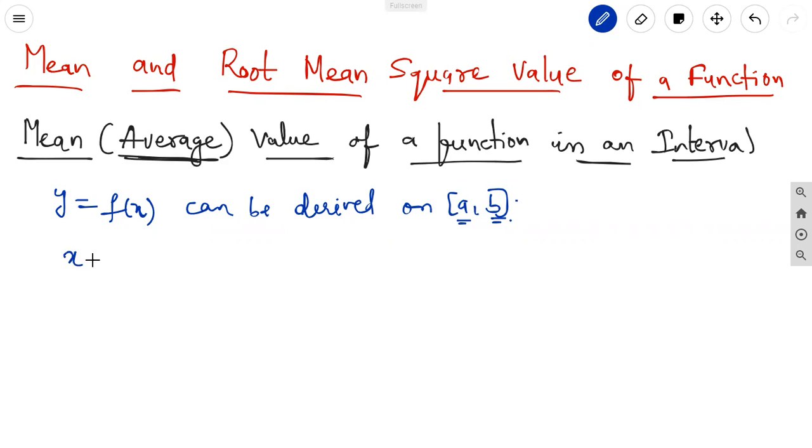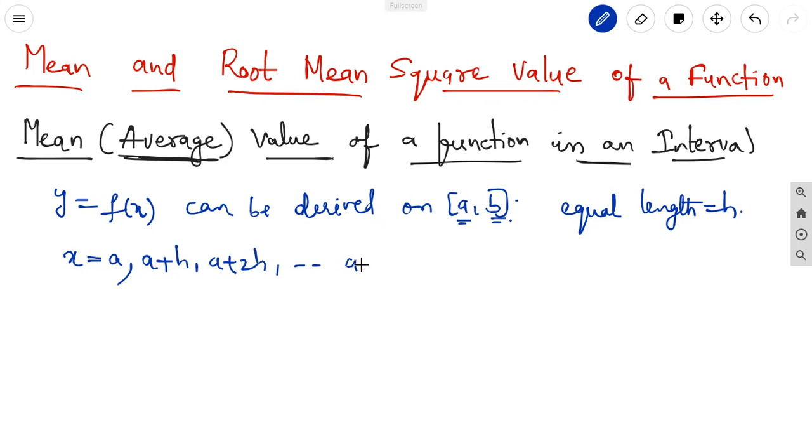Suppose the x is defined on the interval a to b. If we take equal length, let it be h, we can divide into n parts. That is nothing but a is the first, a plus h, a plus 2h, so on, a plus rh, so on, a plus n minus 1 into h. Total how many parts? N parts. These n parts, we get the corresponding functional values.